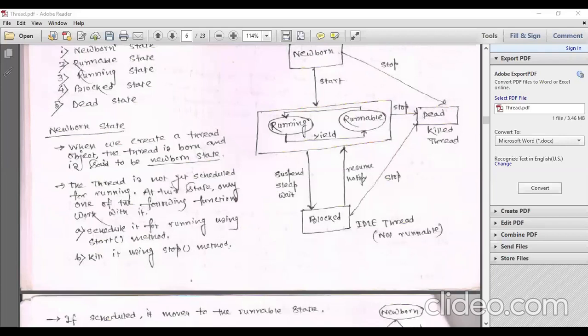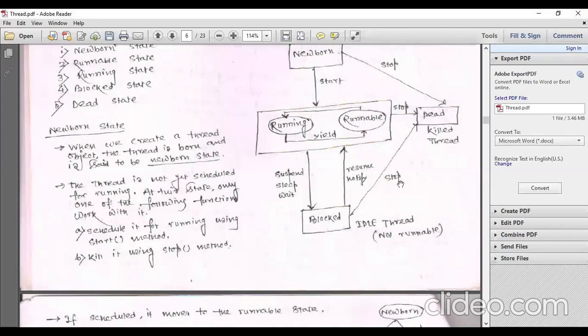Try to understand the functionality of this yield method, which is in between these two states, that is running state and runnable state. I'm explaining this later on once again.